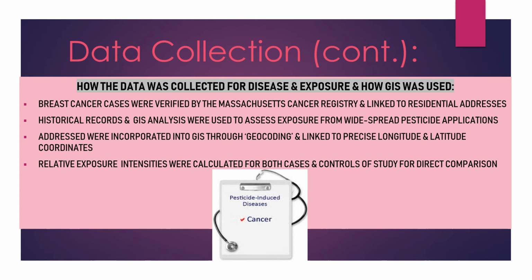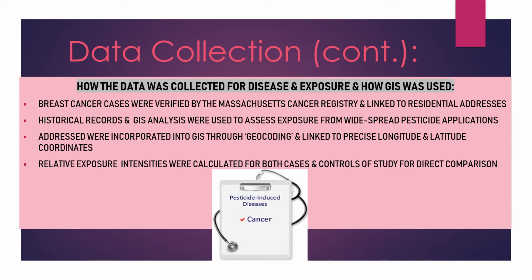They were also categorized by different time periods to cross-reference the pesticides that were used during those periods of time, for which they were able to use historical records and also GIS analysis to assess these exposures between the Cape Cod residents and the areas where these pesticides were recorded and widespread applications were performed.